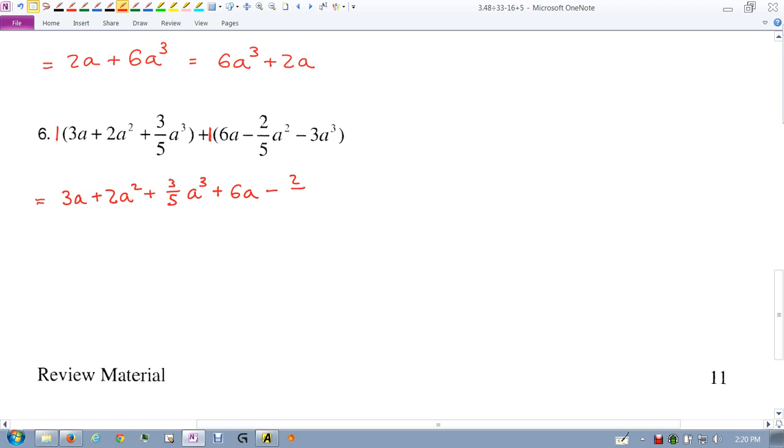Please keep in mind that everything we've been doing in here last class and today is still considered review, right? All right, let me look for like terms. I've got a 3a. Let me search for any other a's. 6a plus 6a. Search for my a squareds. I've got 2a squareds. I've got minus 2/5 a squared. And then a cubes, I've got these.